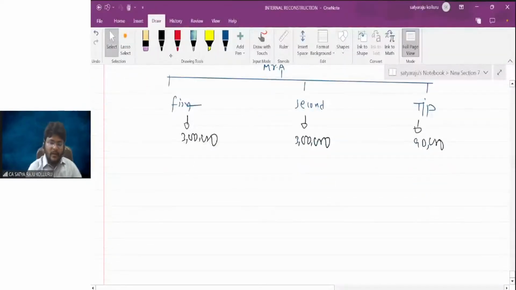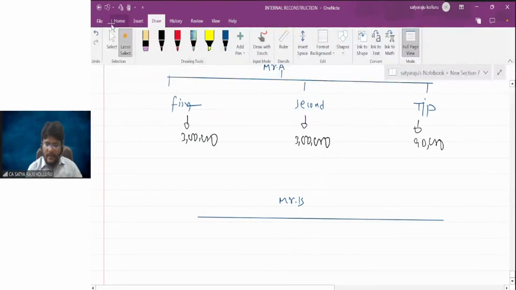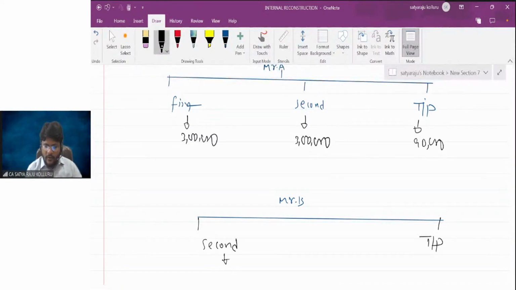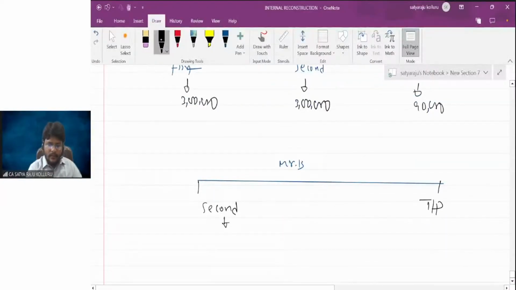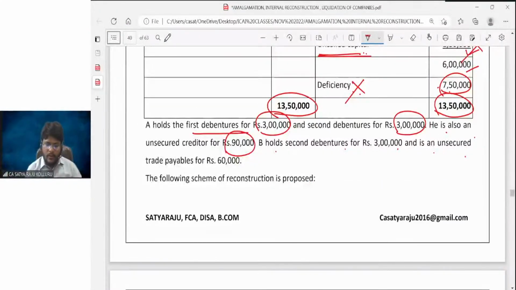B holds second debentures for 3 lakh and is an unsecured trade payable for 60,000. Okay, come to Mr. B. He is acting as second debenture holder as well as trade payable. Second debenture holder, how much, guys? Mr. B, 3 lakh, and the trade payable for 60,000.